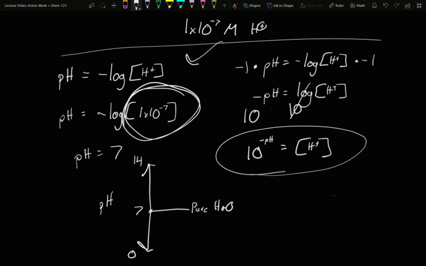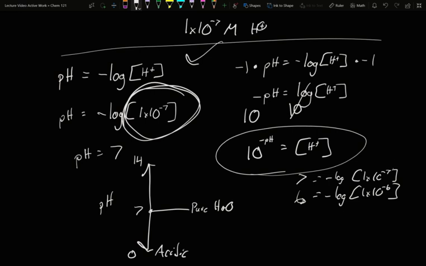Go ahead and run it if you want, but negative log of 1 times 10 to the minus 6 is going to equal 6, versus our original negative log of 1 times 10 to the minus 7, which we said was pure water, which equaled 7. Well, 10 to the minus 6 versus 10 to the minus 7, 10 to the minus 6 is bigger. It's less negative. You divide by 10 less times. So we're actually more acidic when we're a lower pH.